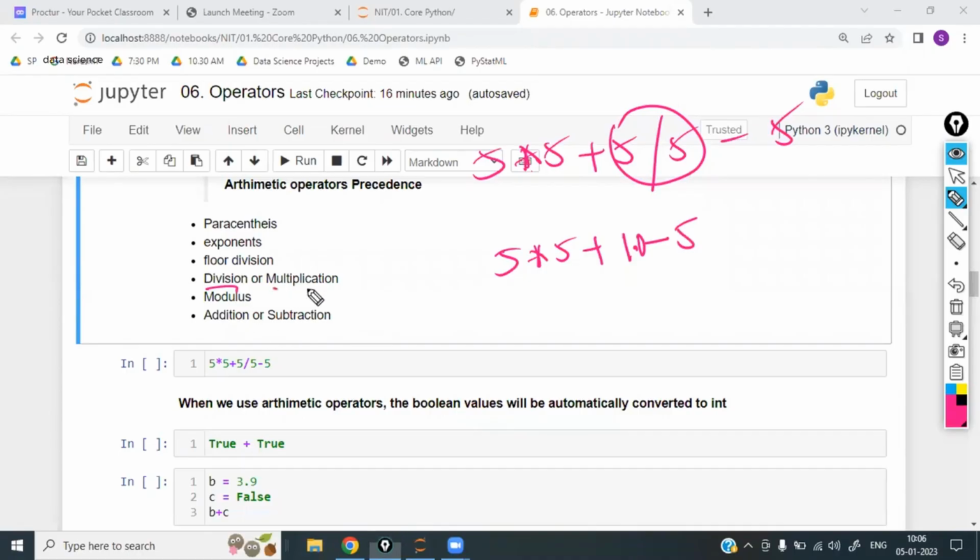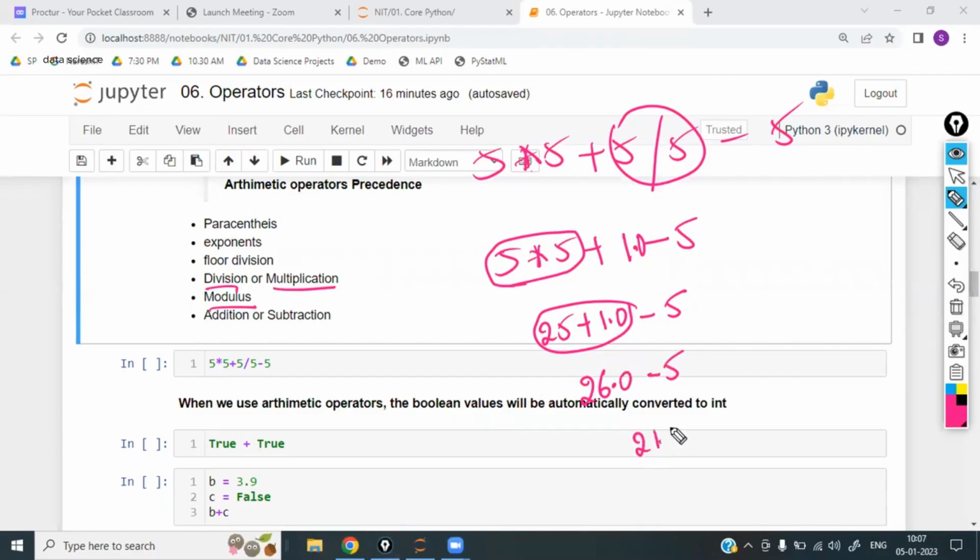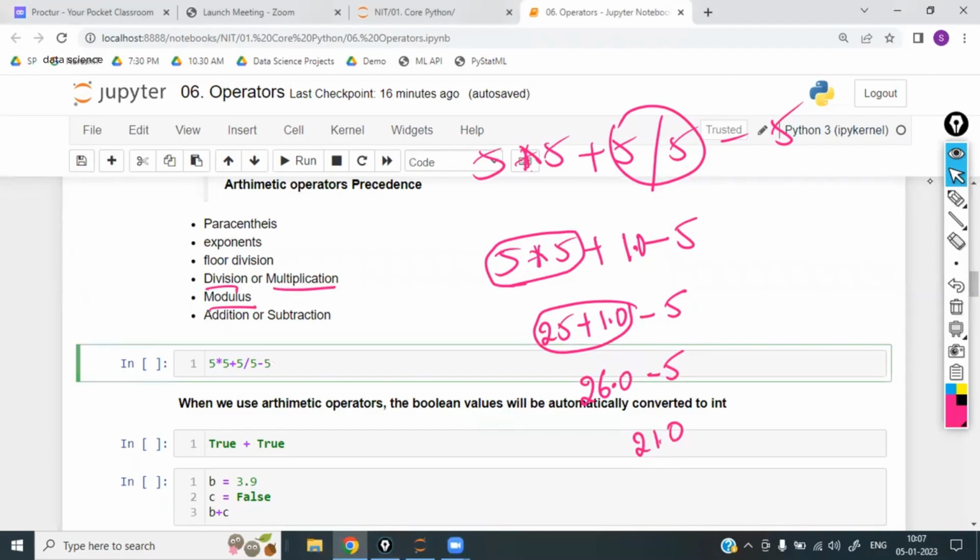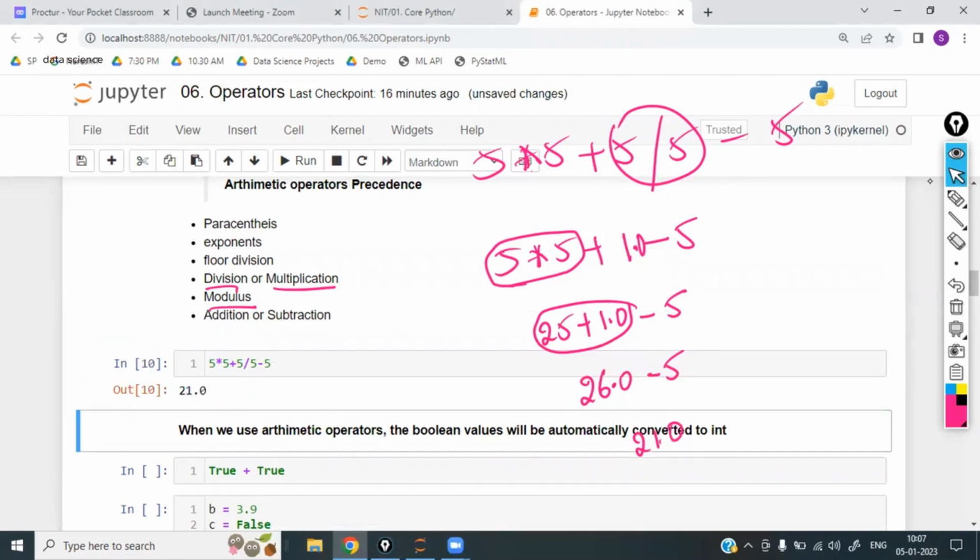After that, multiplication, that is 5 into 5, that is 25 plus 1.0 minus 5. After that, modulo is not available. So addition or subtraction: addition I am doing, that is 25 plus 1, that is 26.0 minus 5, which is 21.0. So if you now execute the code, the answer will be 21.0. Right? For this one, it is taking 3 or 4 steps, about 30 seconds or 1 minute.